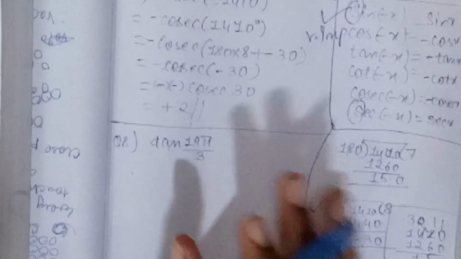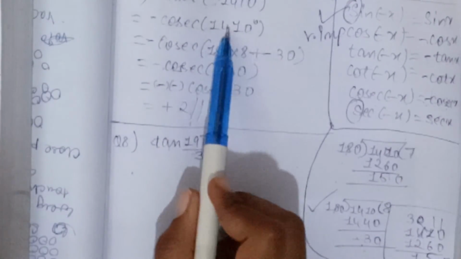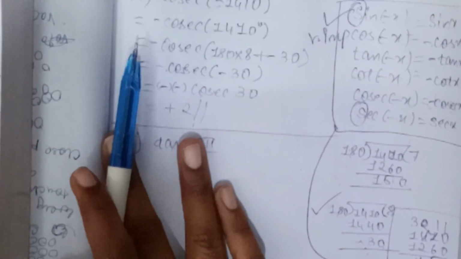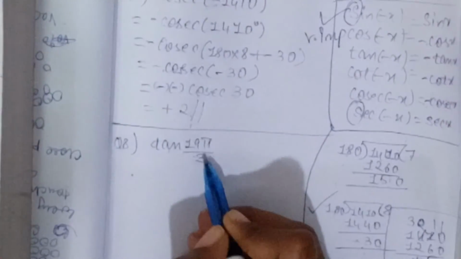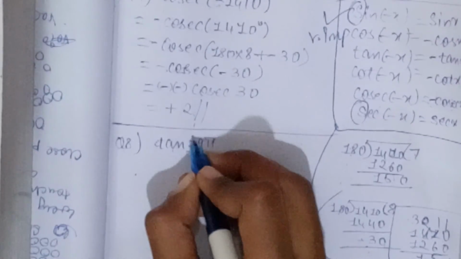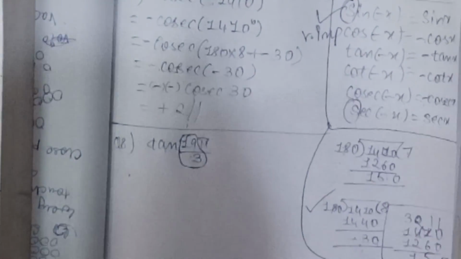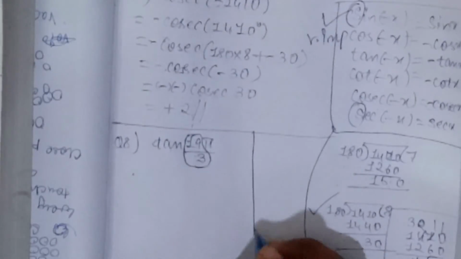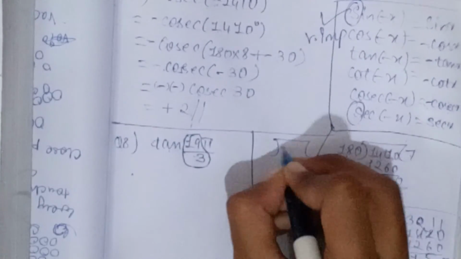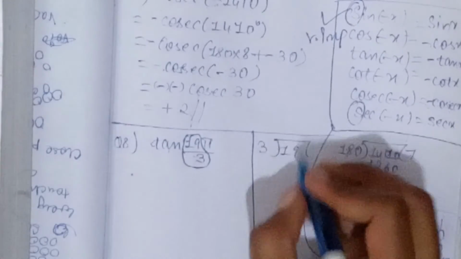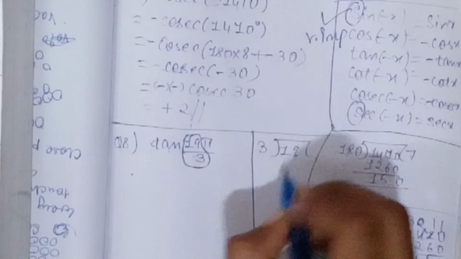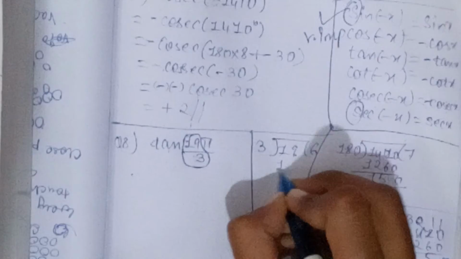Just the same procedure. In the previous question, the 7th question, we divided by 180. But in this question, what they have given is 19 pi by 3. So we are going to divide 19 by 3. In the 3 table, what is less than 19? That is 18. So 1.